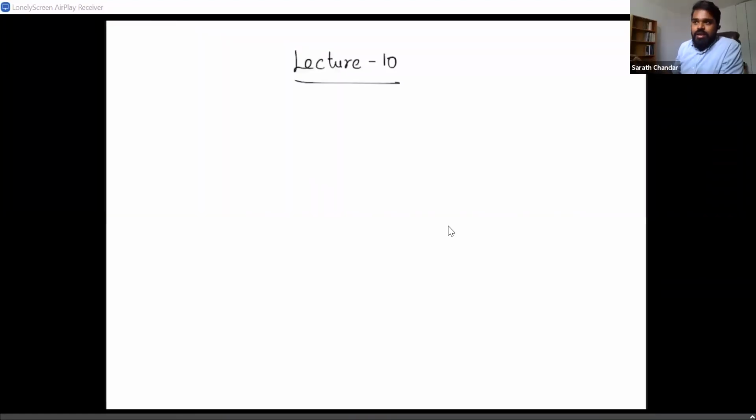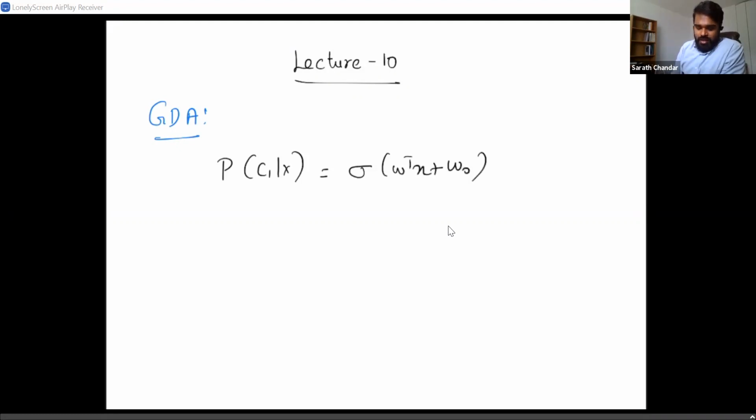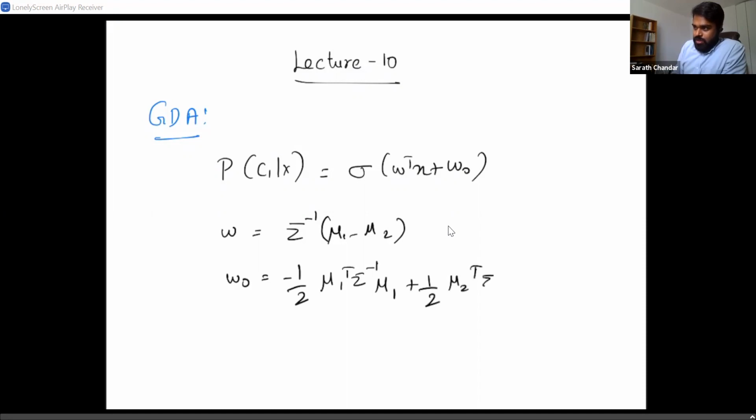We are going to continue from where we left off. For the sake of having a complete scribble, I'm going to write down the GDA model again for your revision. The GDA model is P of C1 given X equals sigma of W transpose X plus W0, where W is given by sigma inverse times mu1 minus mu2, and W0 is given by minus 1 by 2 mu1 transpose sigma inverse mu1 plus 1 by 2 mu2 transpose sigma inverse mu2 plus ln P of C1 by P of C2. So this is what my GDA model is.